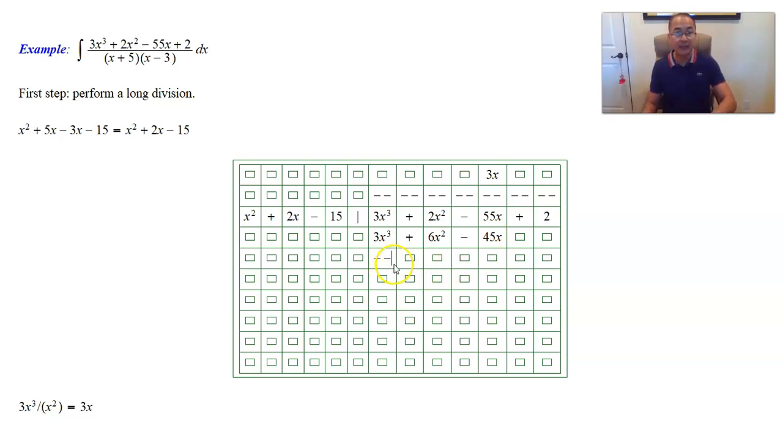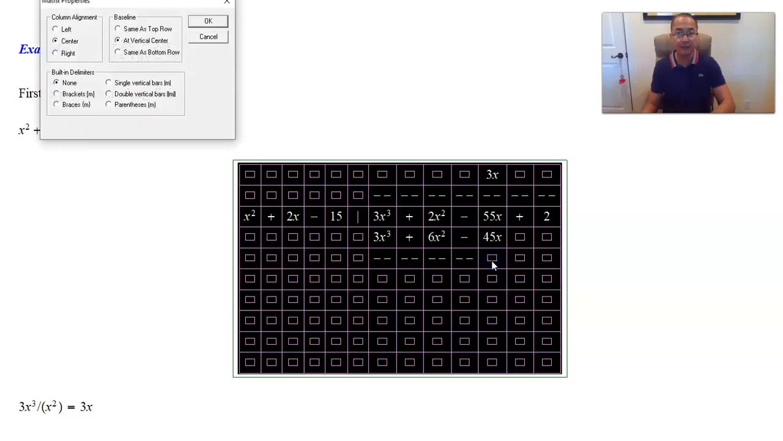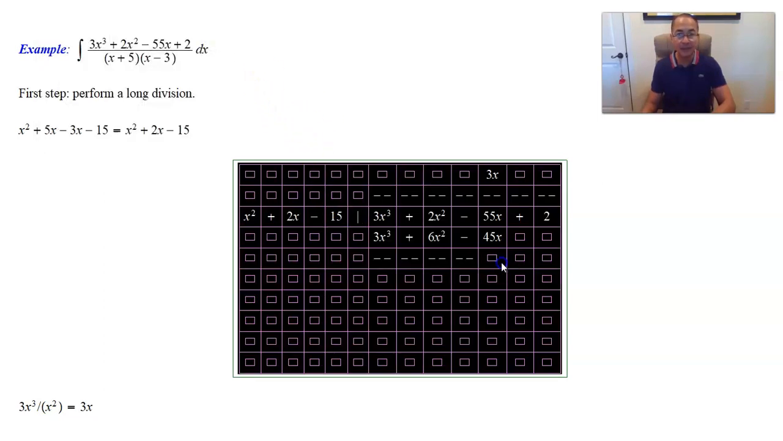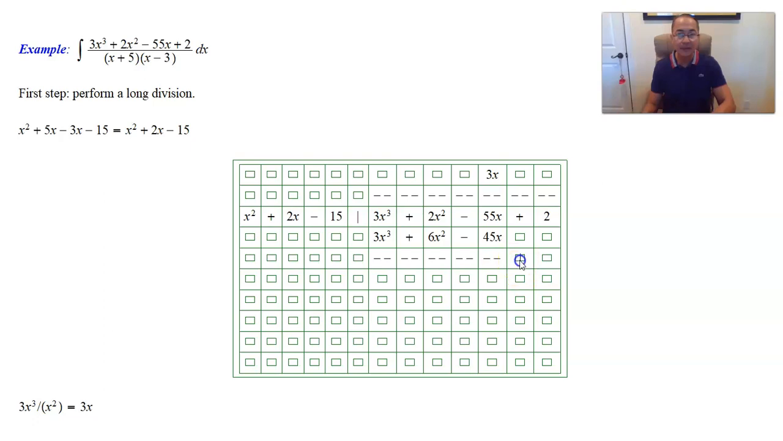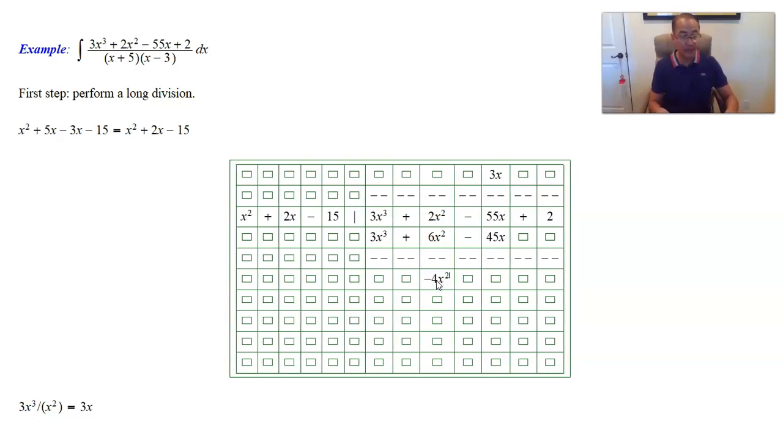So the next step is we're going to subtract the second row here from the numerator, the row above it. Whoops, sorry about that. Technical difficulties. Like that, and like that, and like that. So we're subtracting. 3x cubed minus 3x cubed is 0. You don't have to put down the 0. 2x squared minus 6x squared is negative 4x squared. One more time, we're subtracting, not adding.